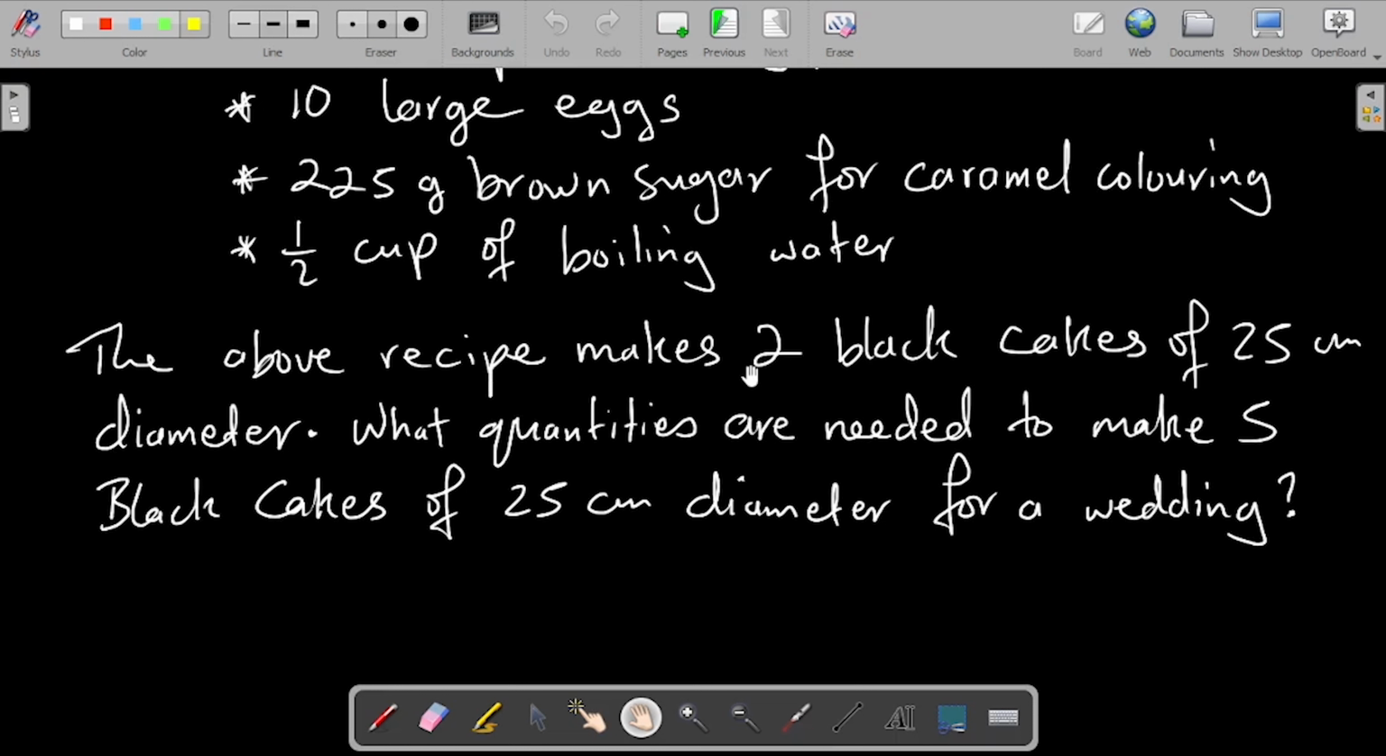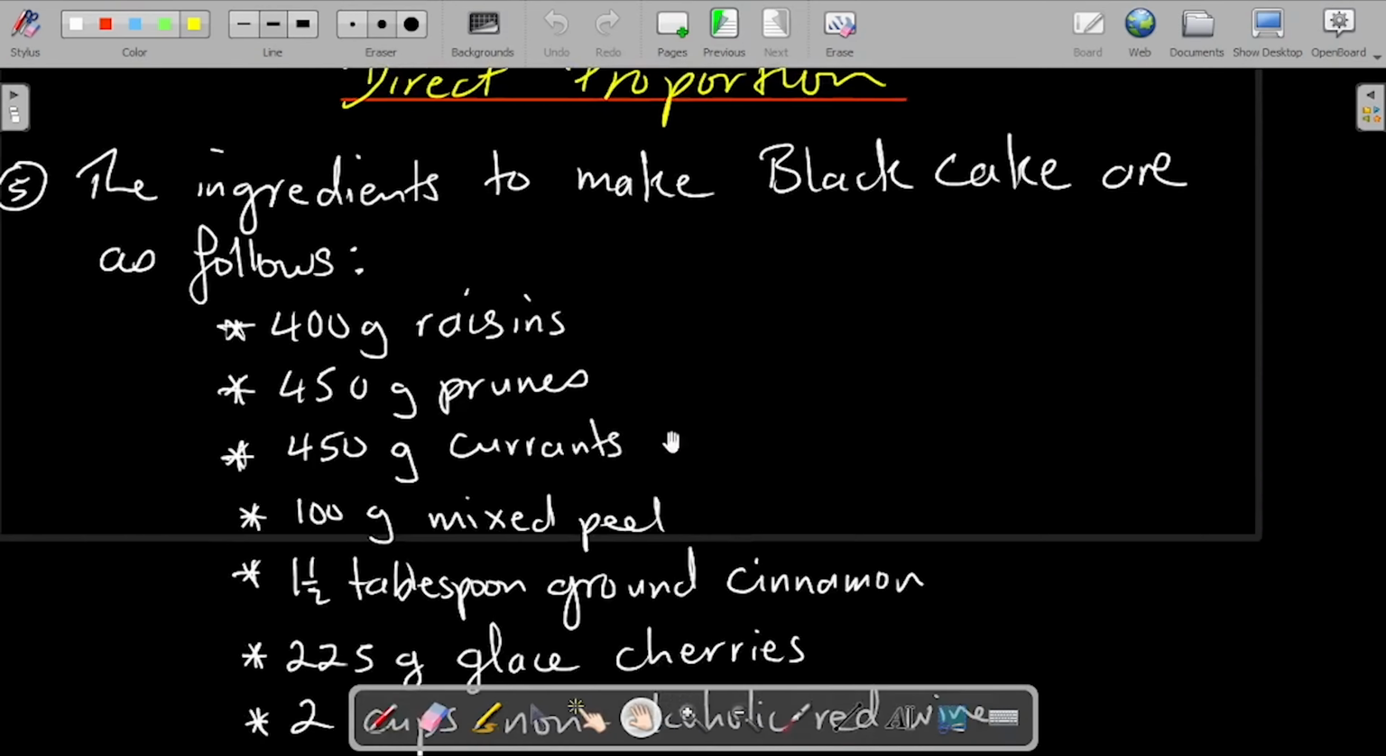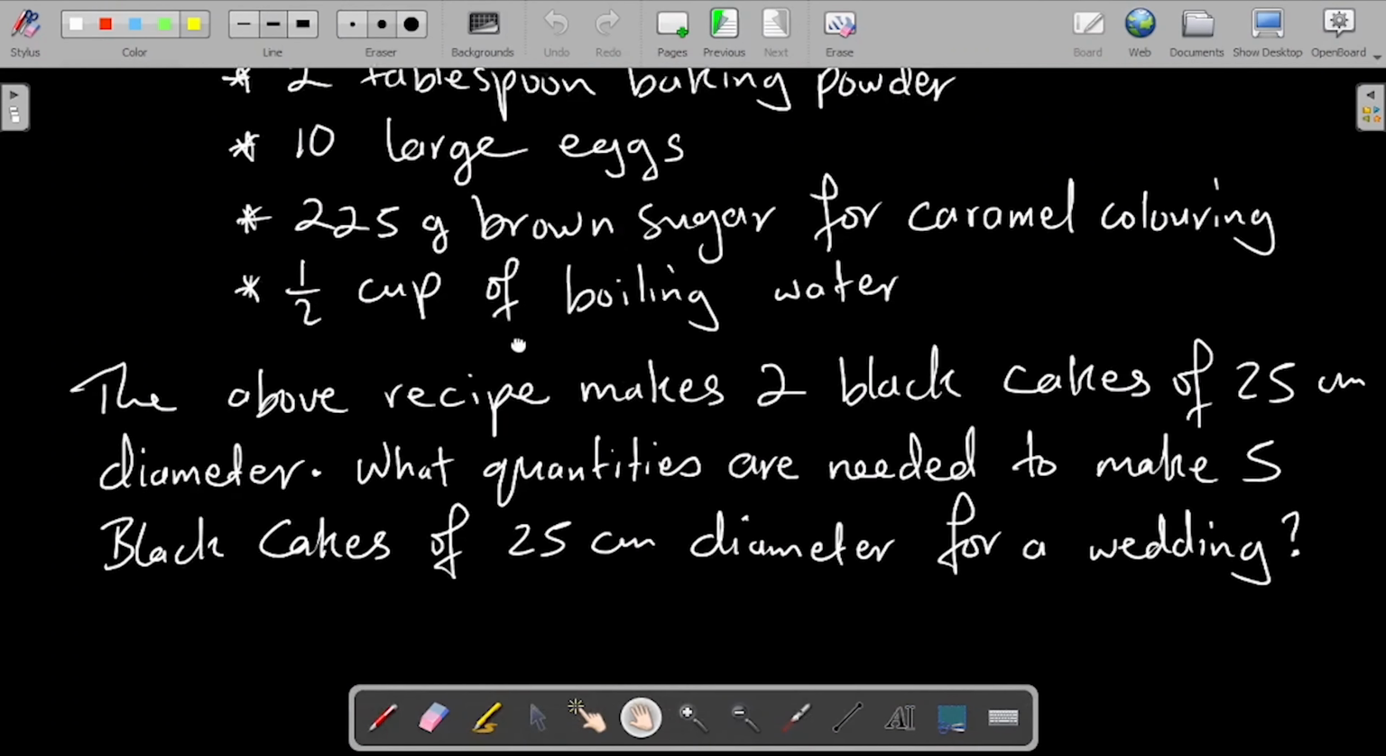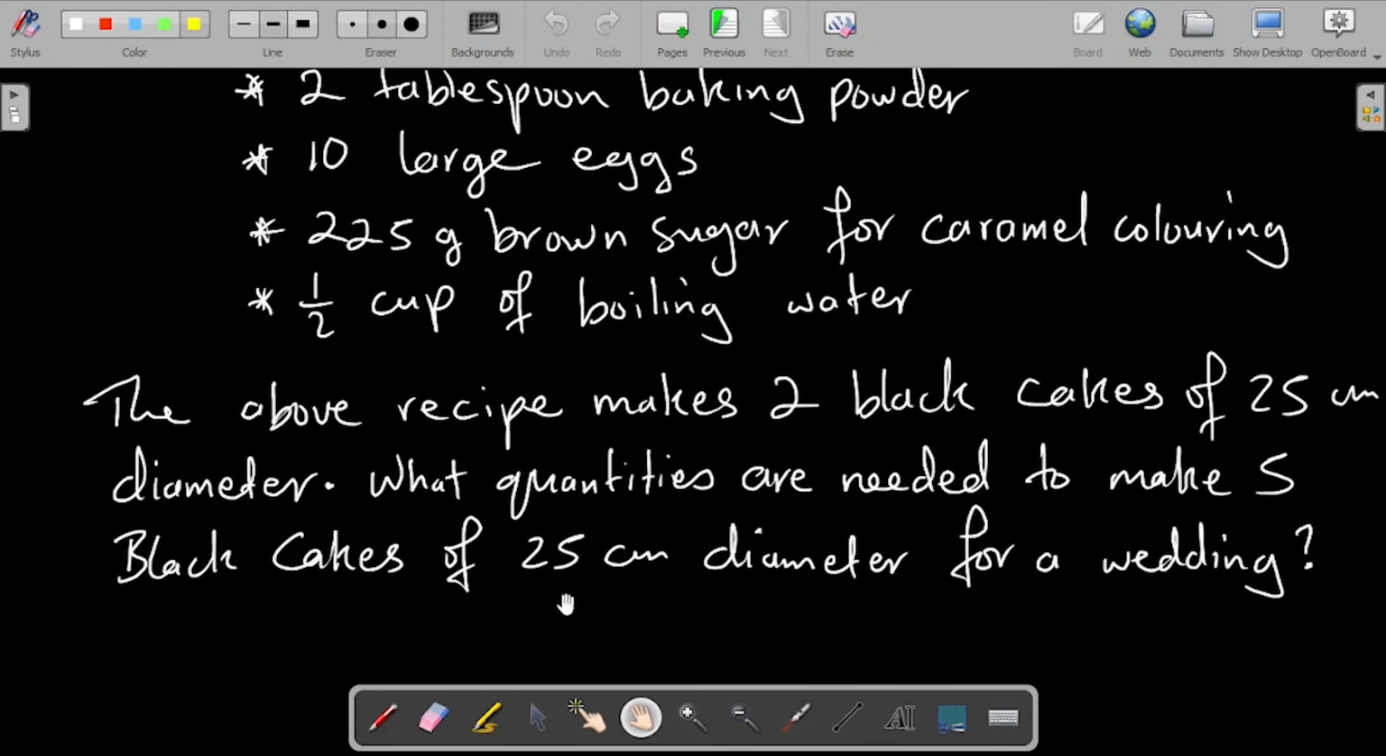It says here the above recipe makes 2 black cakes of 25 centimeter diameter. What quantities are needed to make 5 black cakes of 25 centimeter diameter for a wedding? So the quantities that we have here would make 2 black cakes. Notice the question asks what quantities are needed, so that means quantities are supposed to be on the right.